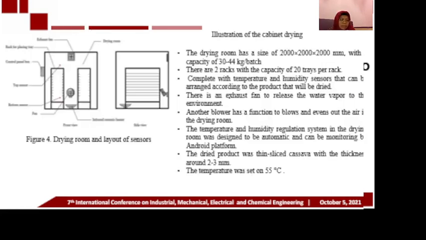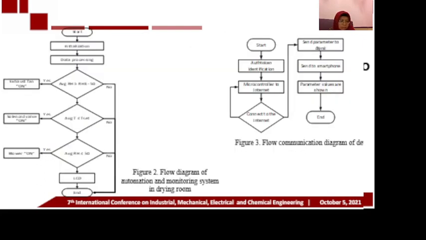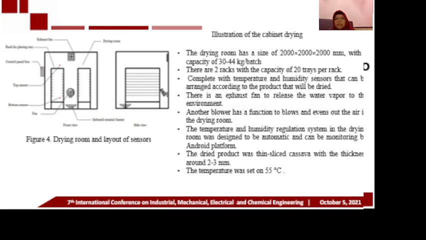The data can be accessed through an Android platform by using an internet connection. For access, the application needs user authentication. Then the user can monitor the drying condition using the Blynk application. The procedure can be seen in Figure 3. Figure 4 is the drying room and layout of sensors. The illustration of the cabinet dryer.